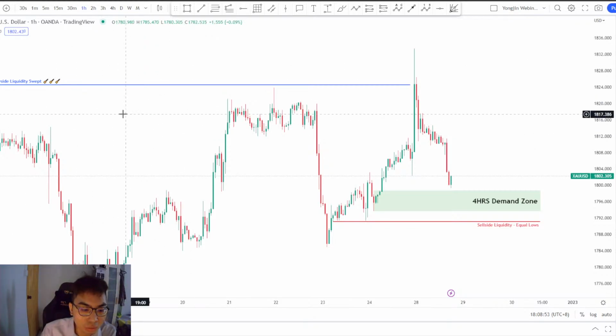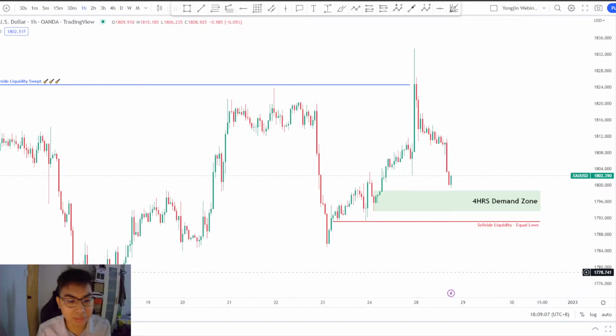So after gold, I'll be going through GBP USD. After GBP USD, next I'll move on to USD CAD.